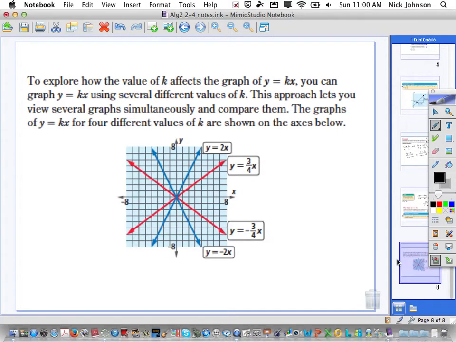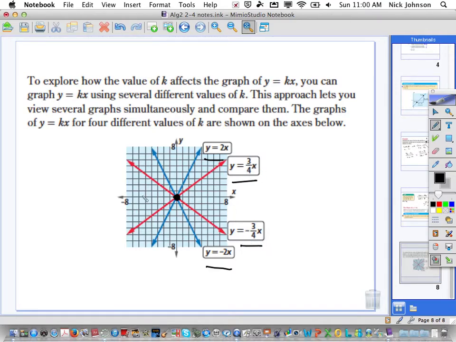To explore how the value of k affects the graph of y equals k times x, you can graph y equals k times x using several different values of k. This approach lets you view several graphs simultaneously and compares them. The graphs of y equals k times x for 4 different values of k are shown on the axis below. Okay? If you notice here, okay, all these equations of direct variation go through the origin. That's very important to know. These all go through the origin. What makes them look different is this number, our constant of variation, or what is our slope.